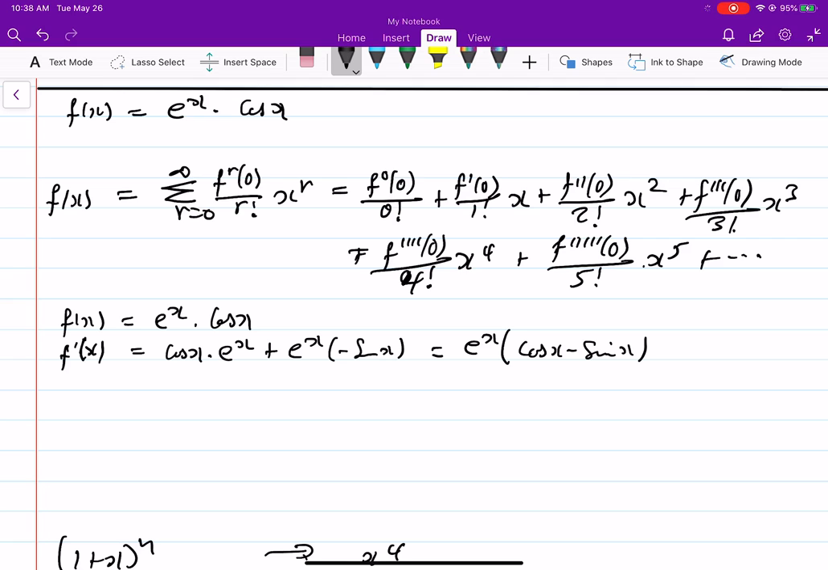That looks decent, I think. Double check. Cos times e to the x. E to the x, differentiate the cos, you get minus sin. Yeah, that looks good.